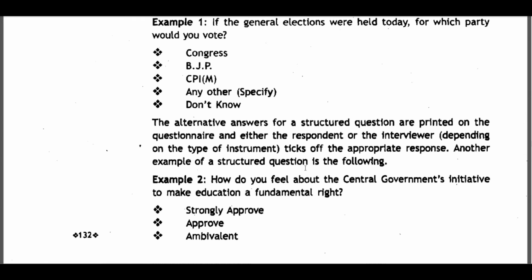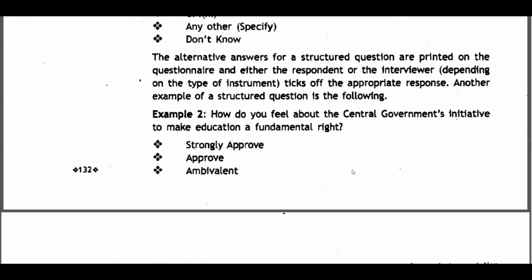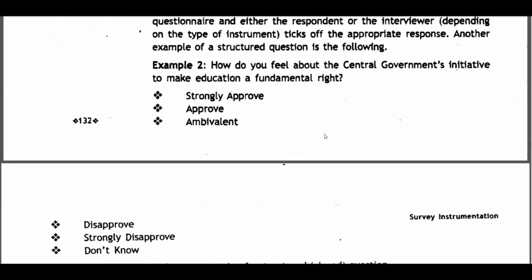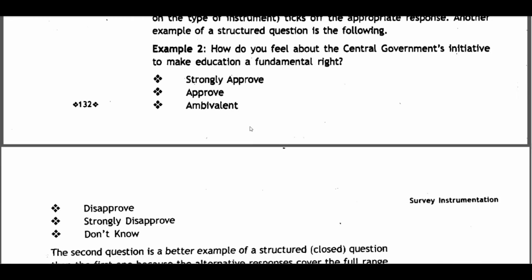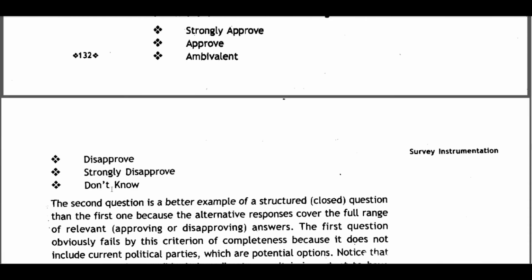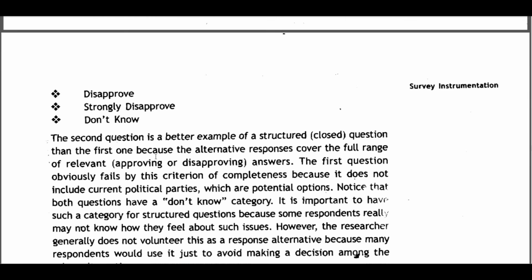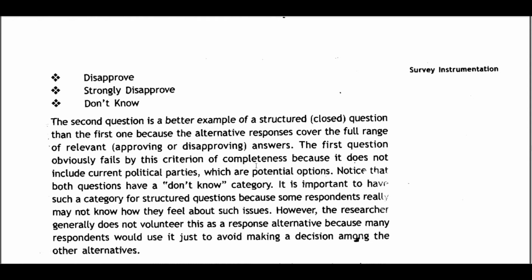Another example of a structured question is the following. Example: how do you feel about central government's initiative to make education a fundamental right? Strongly approve, approve, ambivalent, disapprove, strongly disapprove, don't know. This question is a better example of a structured closed question than the first one because the alternative responses cover the full range of relevant, appropriate, approving, and disapproving answers. The first question obviously fails by this criterion of completeness because it does not include current political parties, which are potential options.